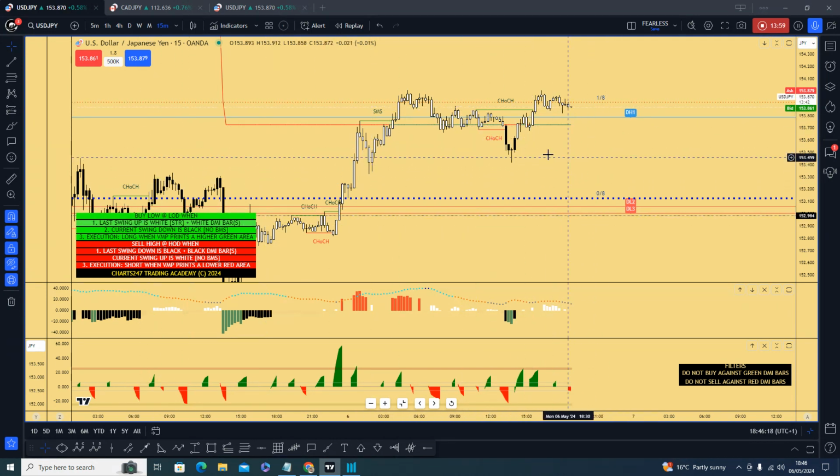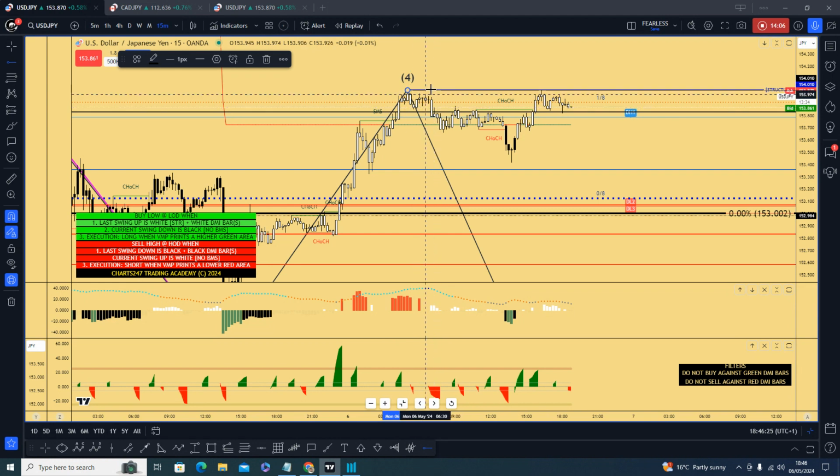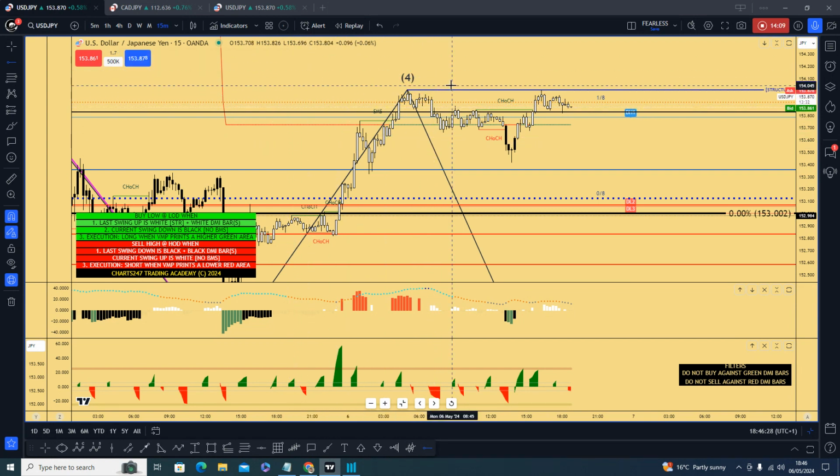So now that we've taken the trade, where should we put our stop loss? The stop loss will come above the structure, which is this one that we already have here. And you probably need to give it a little bit of room. I'll probably say above here, because on a 15 minute chart, you may give it 5 pips above the structure. So your stop loss will be 154.06.